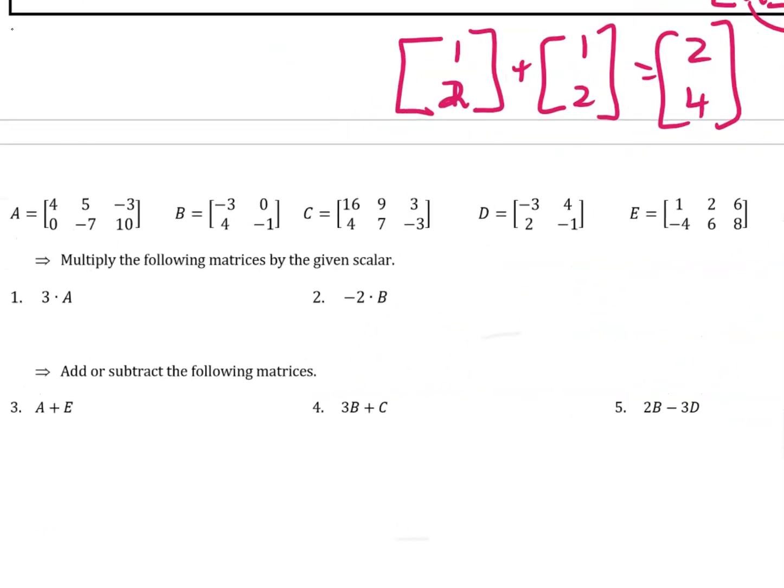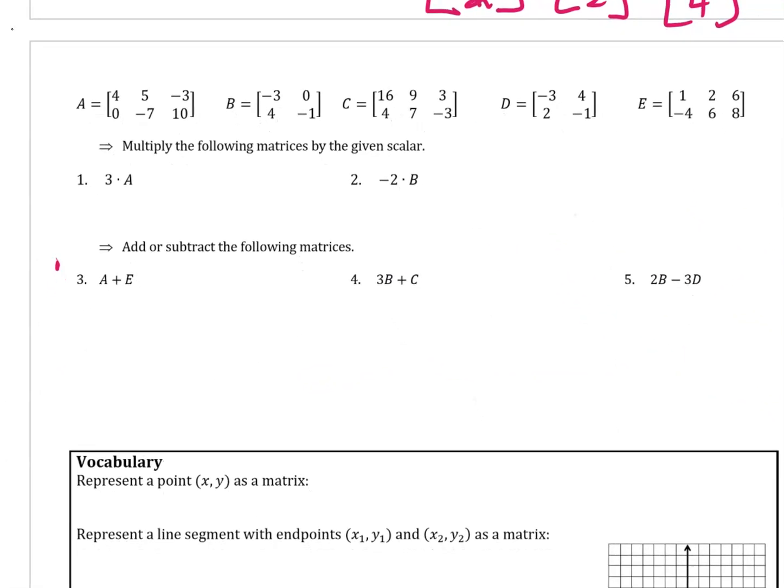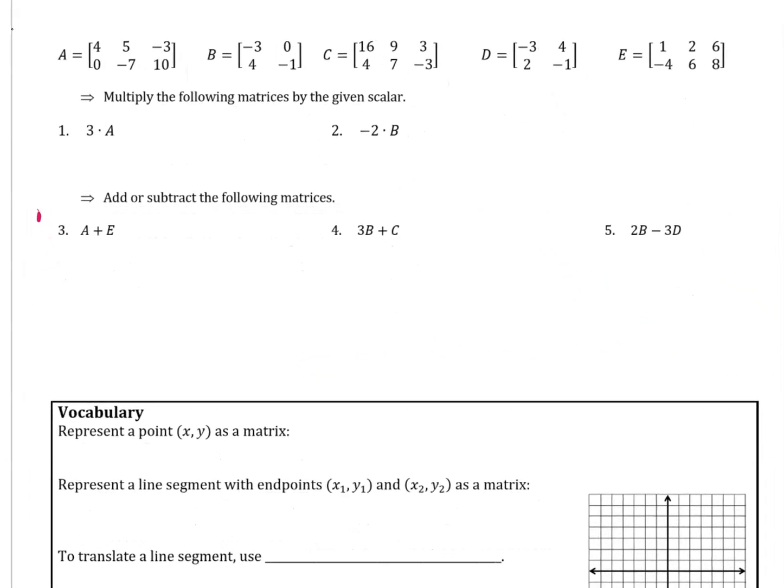So here we have some examples. On question 1, we want 3 times A. So you'll do 3 times each of those elements. When we do that, 3 times 4 is 12. 3 times 5 is 15. 3 times negative 3 is negative 9. 3 times 0 is 0. 3 times negative 7 is negative 21. 3 times 10 is 30.